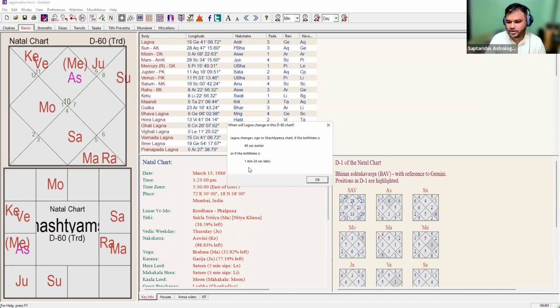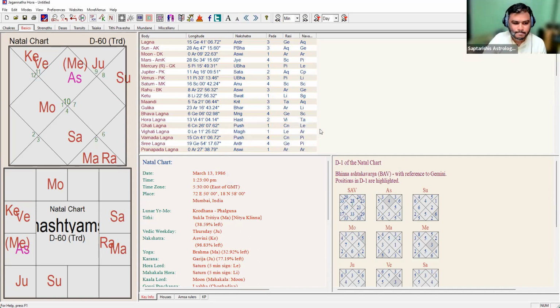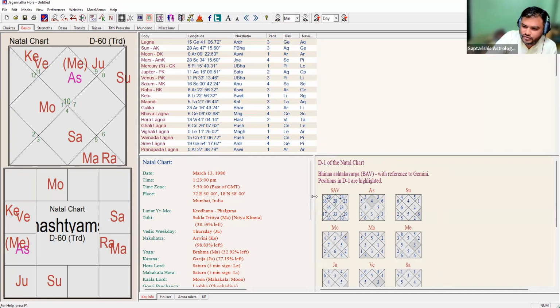So this particular chart, which chart is visible to you? 13th of March? Yes, sir, 13th of March, 1986. Okay. So these birth details, you all can note them down. This is the correct birth detail, the rectified one, rectified till D81. So you all can use it for your future purposes also if you need. Now see this chart.